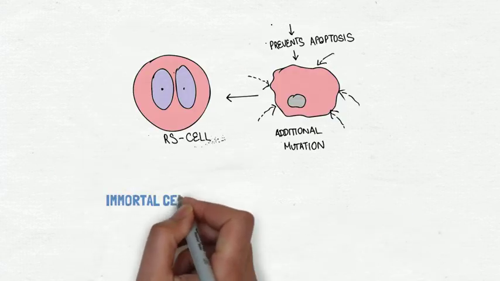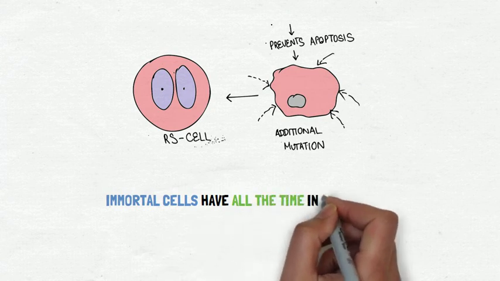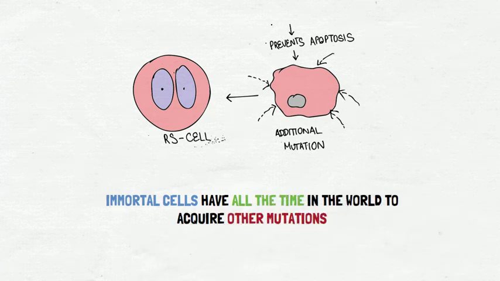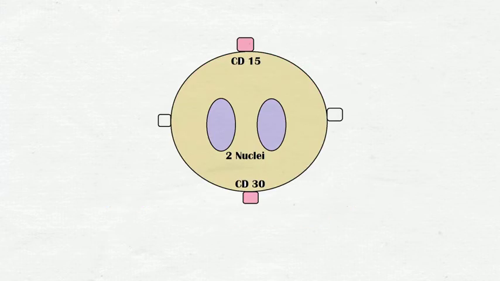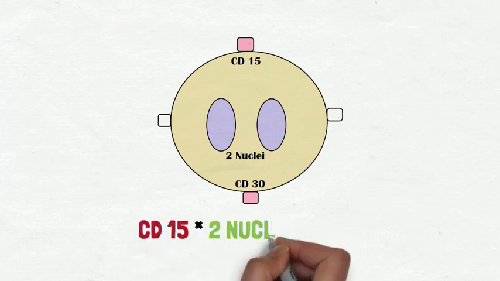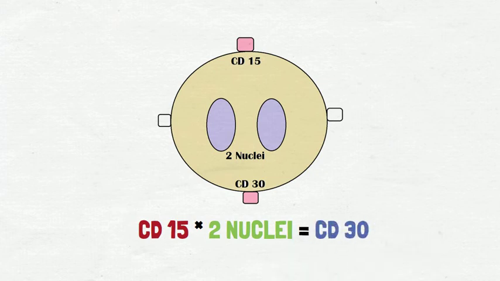These immortal cells have all the time in the world to acquire other mutations, and these cells will ultimately become Reed-Sternberg cells. Reed-Sternberg cells have two nuclei, also known as owl-eye nuclei, and express CD15 and CD30. This can be remembered with the mnemonic 15 multiplied by 2 equals 30.